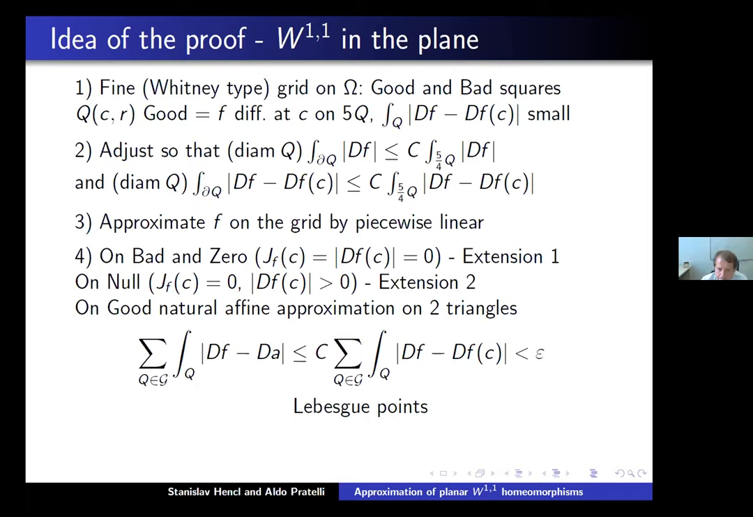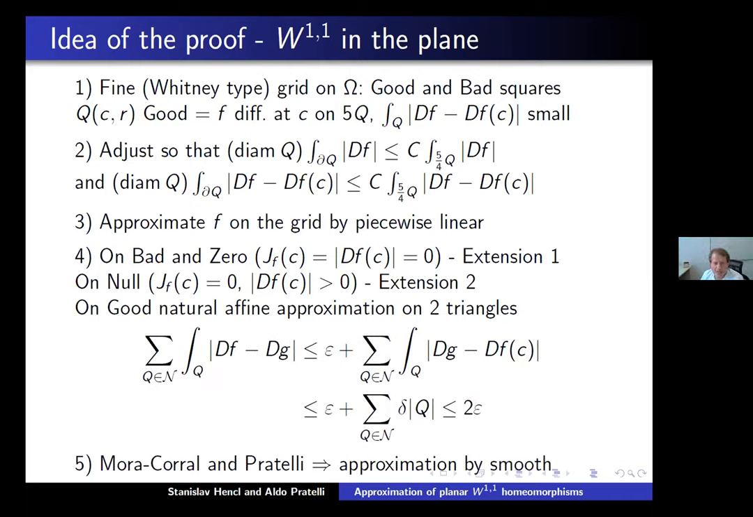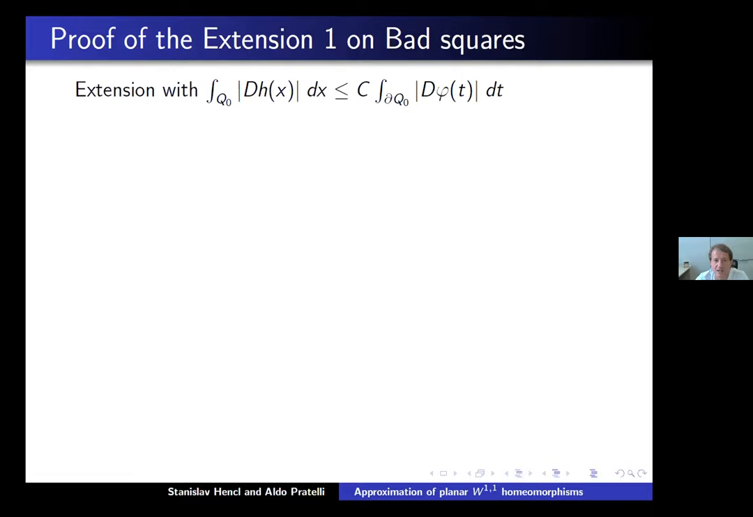So the last thing is what you do on the null squares, where the Jacobian vanishes but the norm of the derivative does not. Then again, you subtract and add the derivative at the center. The integral of the derivative minus the derivative of f at the center is controlled because you are at the Lebesgue point, and you are left with this integral, derivative of g minus derivative at the center. And this is what the second extension theorem tells you, so you are fine. In this way, you obtain a piecewise affine homeomorphism, which is really close to your mapping. And by applying the result of Carlos Mora-Corral and Andrea Pratelli, if you can approximate by piecewise affine, you can approximate by smooth. So what is key here is the extension procedure.